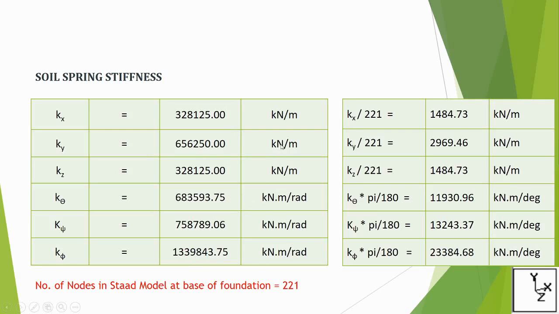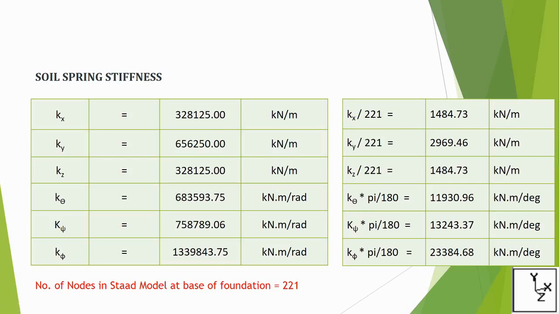First of all, we need to divide the Kx value. These are the translation stiffnesses, and they are to be divided by the number of nodes at the base of the foundation. In the present model, there are a total of 221 nodes at the base, so I will divide 328125 by 221, and the answer is 1484.73 kilonewton per meter. Similarly, I will do that for all 3 stiffnesses.